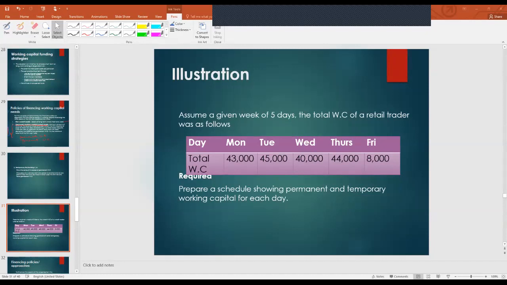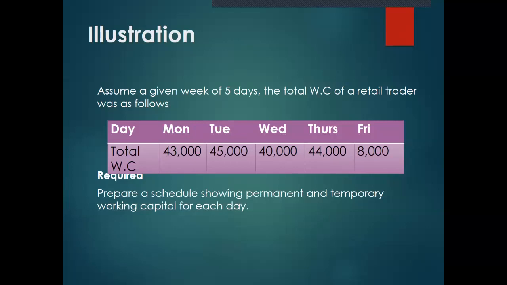Let me just expand my screen here. Hope it will be better. Okay, it is. So if you check on Monday, the total working capital required was 3,000, and the minimum occurred on Friday. On Friday, it was 8,000. Therefore, 8,000 becomes the permanent working capital.